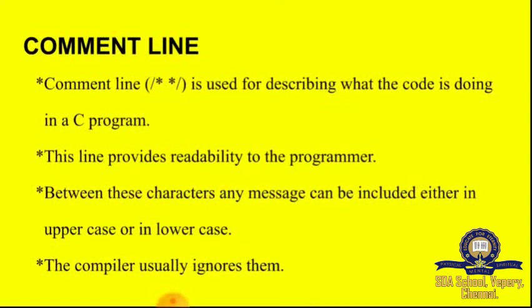Next topic we are going to learn is comment line. A comment line is used for describing what the code is doing in a C program. This line provides readability to the programmer. Between these characters, any message can be included either in uppercase or in lowercase. The compiler usually ignores them.